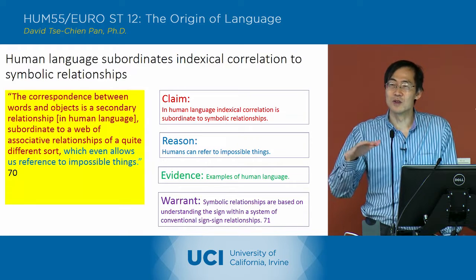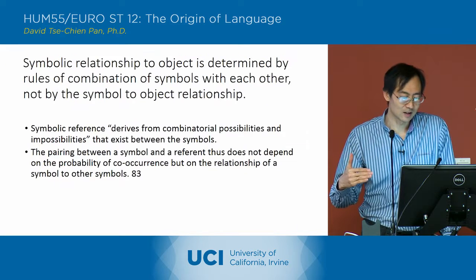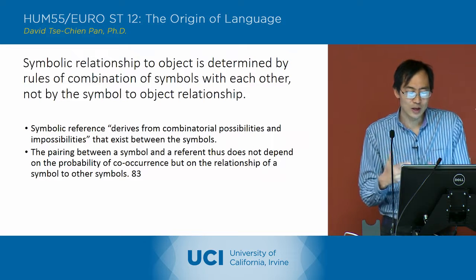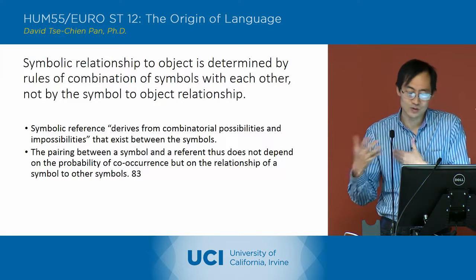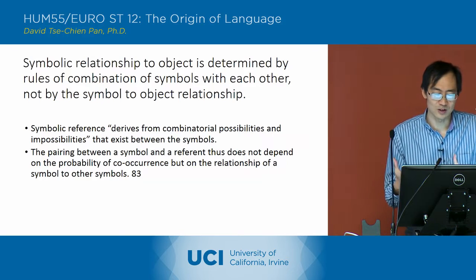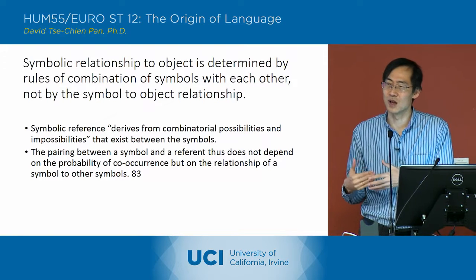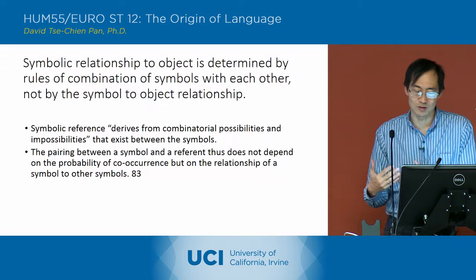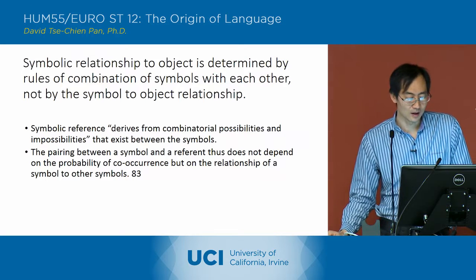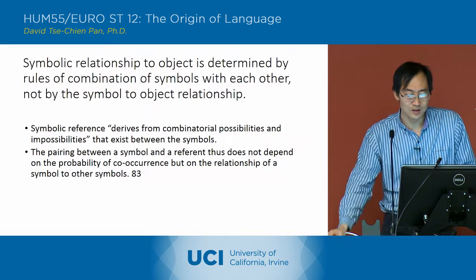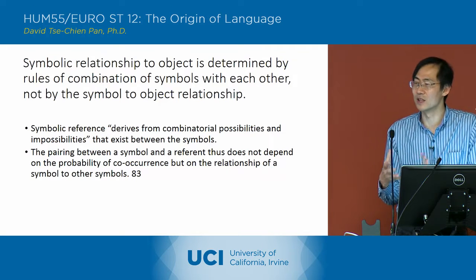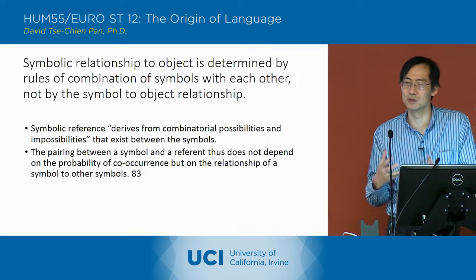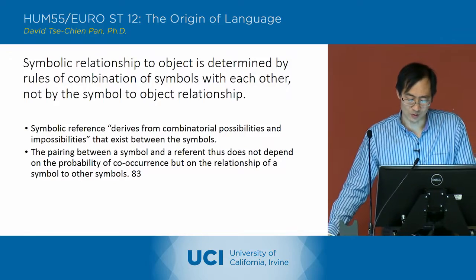So what he wants to indicate then is the way in which this symbolic relationship to objects is determined by rules of combination of symbols with each other and not by the symbol to object relationships. That's the key move. And this probability of co-occurrence is not really important for these symbol relationships of human language.